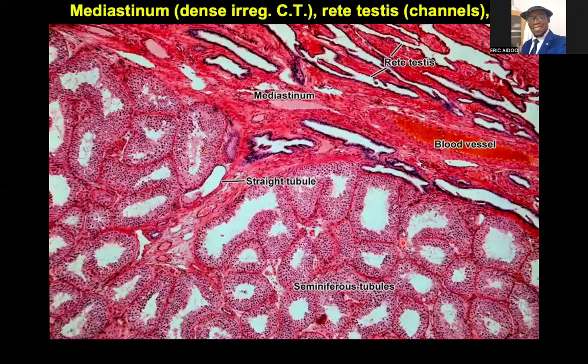The mediastinum we mentioned contains straight tubules, rete testis. So this is how the straight tubule will look like. Obviously, all these are seminiferous tubules, okay, with different stages of development of the sperm. That is the rete testis. Appreciate its unique appearance.